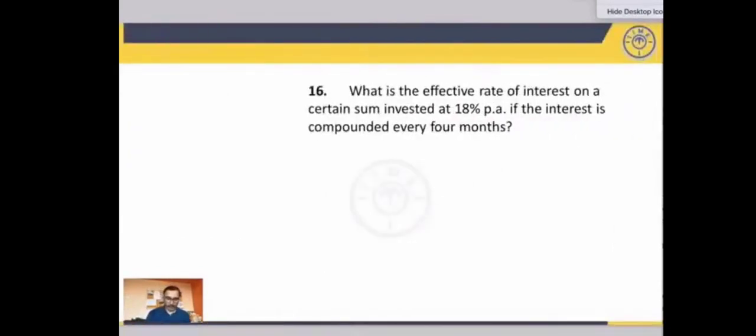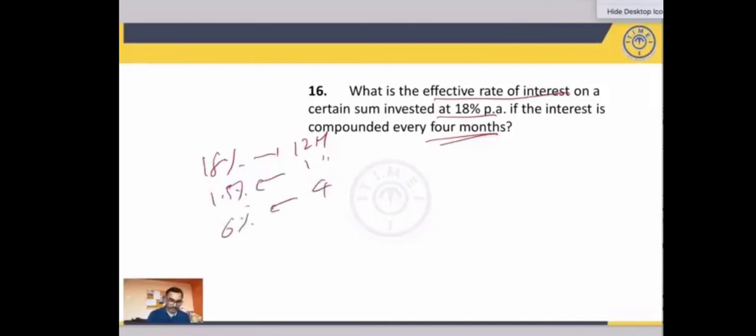Now what's given? What is the effective rate of interest on a certain sum invested at 18% per annum, compounding done every 4 months? 18% per annum for 1 year, that is 12 months. Then for every 1 month it will be how much here? 1.5 percentage. And every 4 months it would be 6 percentage. So rate of interest is 6 percentage. Now how many 4 months are there in 1 year? 3. So let us assume the principal is 100 rupees.